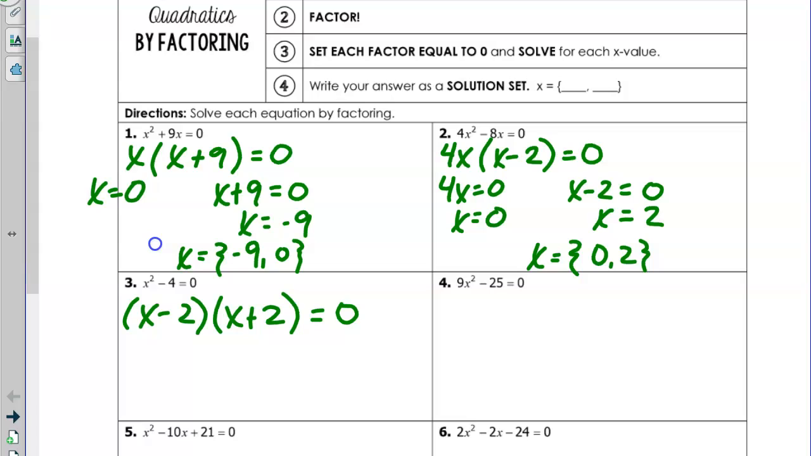From here, we're going to set each of them equal to 0. So x minus 2 equals 0. Go ahead and solve. What will x equal? Positive 2. And then we have x plus 2 equals 0. And what will this one be? Okay.